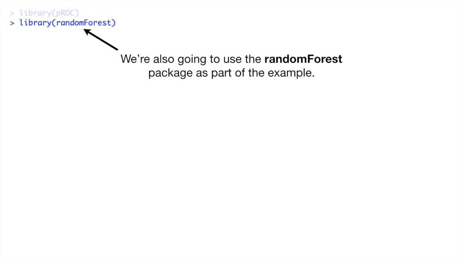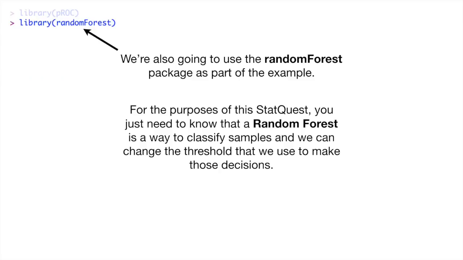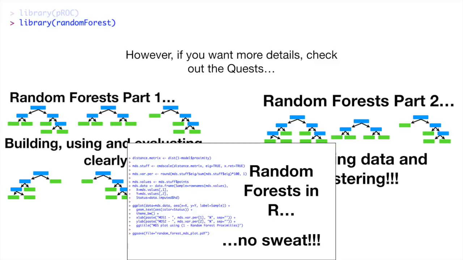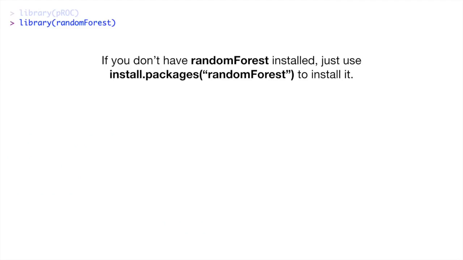We're also going to use the randomForest package as part of the example. For the purposes of this StatQuest, you just need to know that a random forest is a way to classify samples, and we can change the threshold that we use to make those decisions. However, if you want more details, check out the quests. If you don't have randomForest installed, just use install.packages("randomForest") to install it.